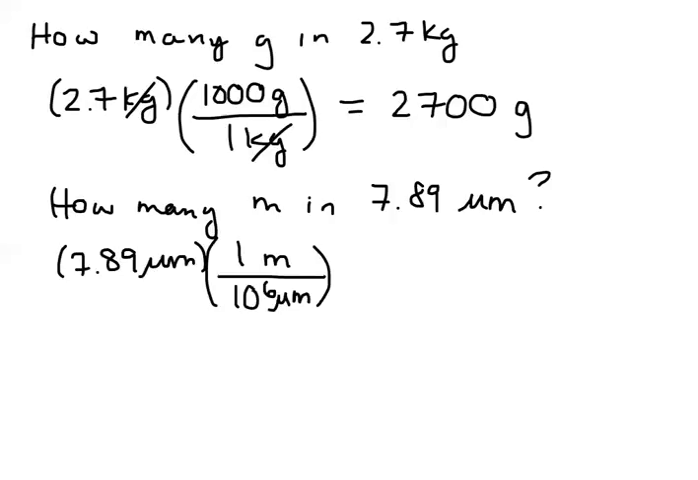Okay, so notice that I don't have 10 to the minus 6 there. I have 10 to the 6 because micrometers are really small. There's a million of those in 1 meter. So when you do your math, it's going to be 7.89 divided by 10 to the 6. And that's going to give you 7.89 times 10 to the minus 6 meters.